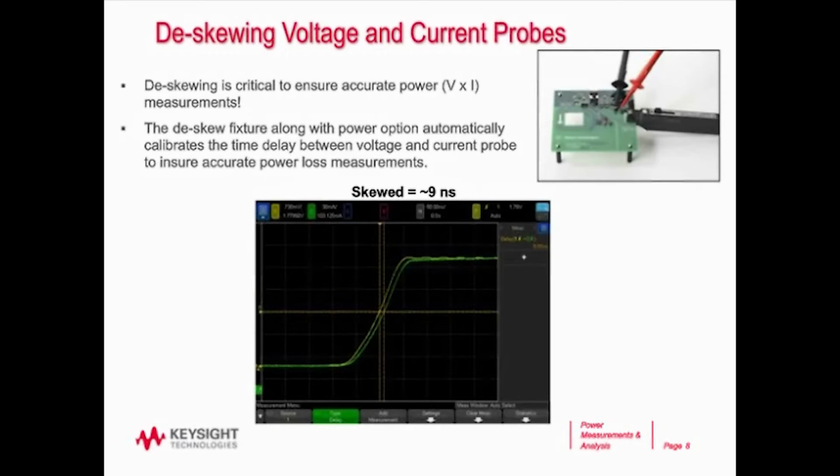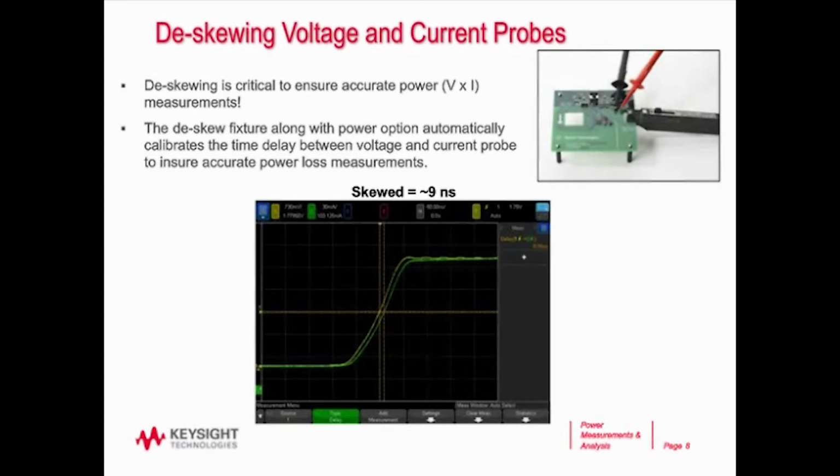So before you make any power supply type measurements, probably one of the most important things you need to do is deskew your voltage and current probes. If you're making power measurements, it requires those two types of probes. Voltage times current equals power. The problem, though, is often with your two different probes, there's a skew between them, and you need to skew that out.